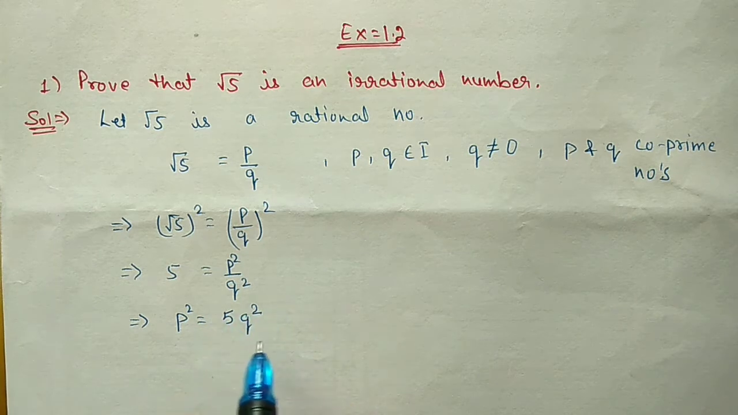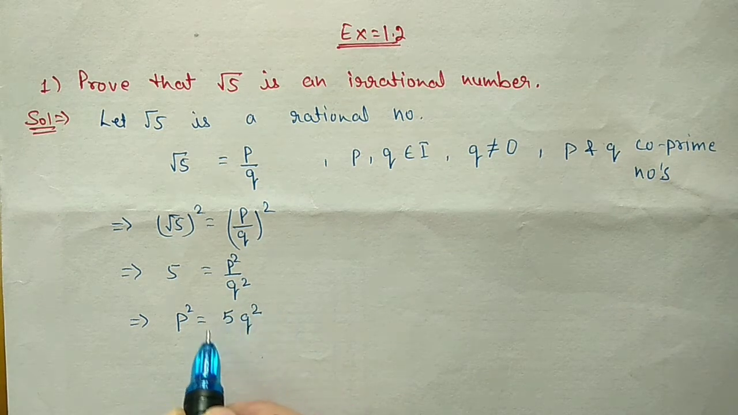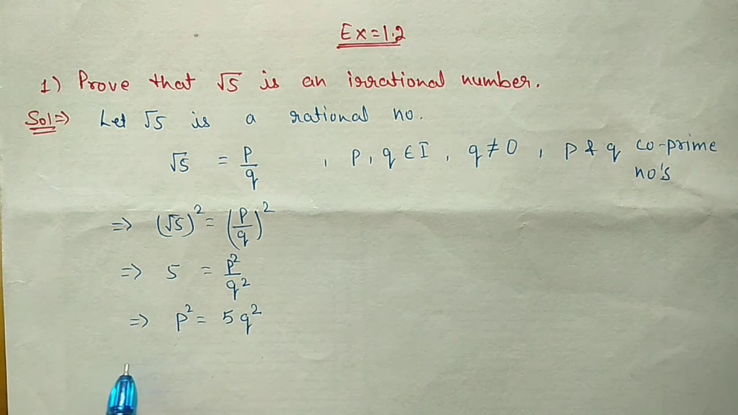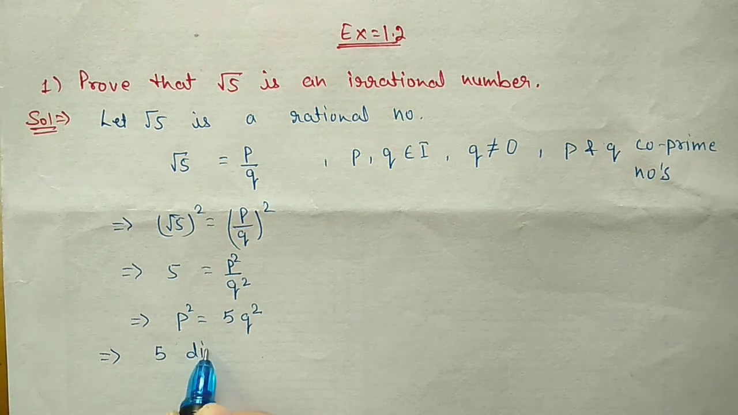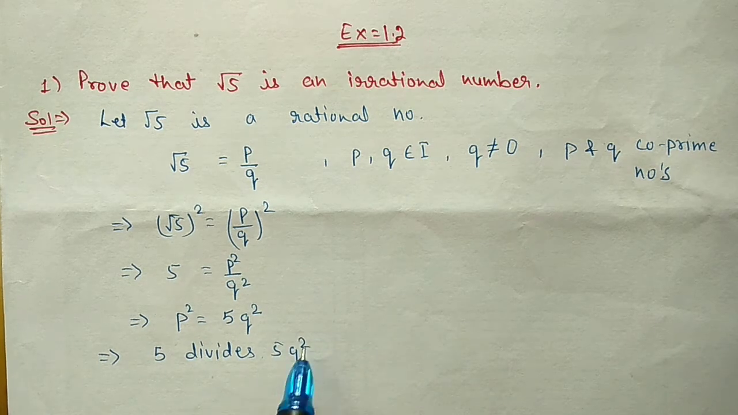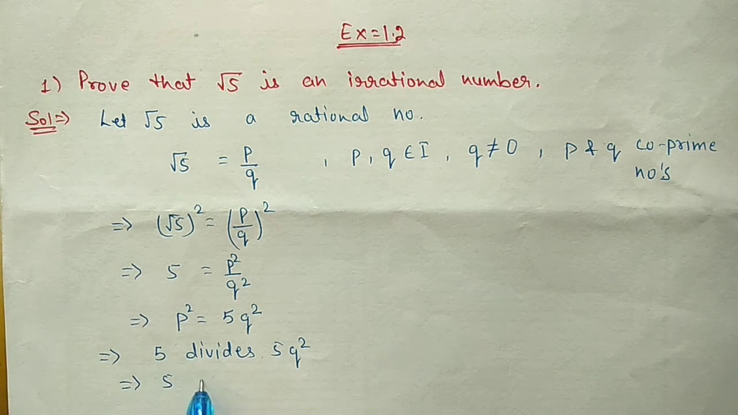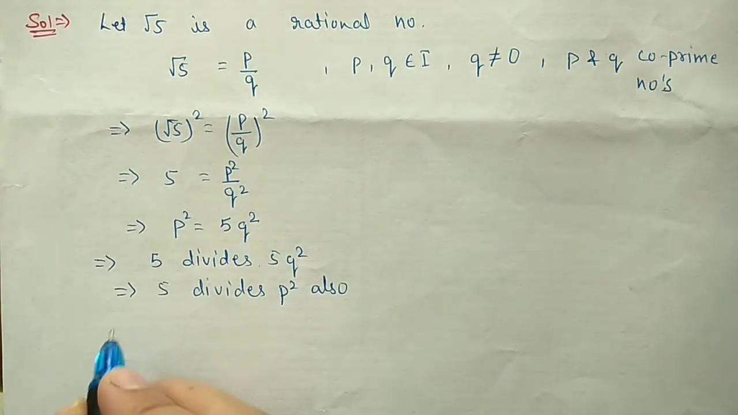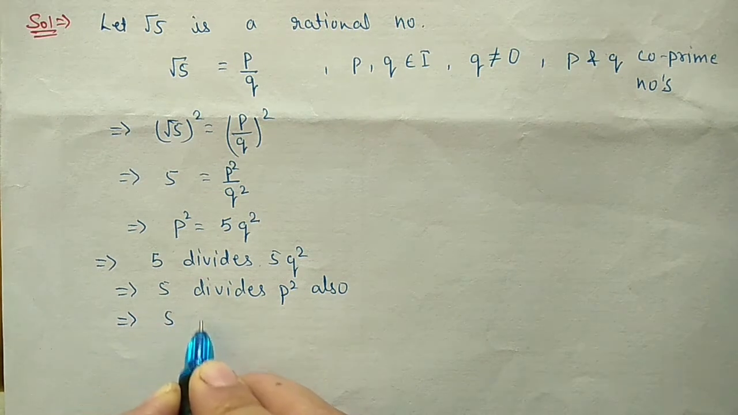It means the right side is divisible by 5 because we have 5 here. It means 5 divides 5q square, and this 5q square is equal to p square. So we can say 5 divides p square also. And if 5 divides p square, it means 5 will divide p also.